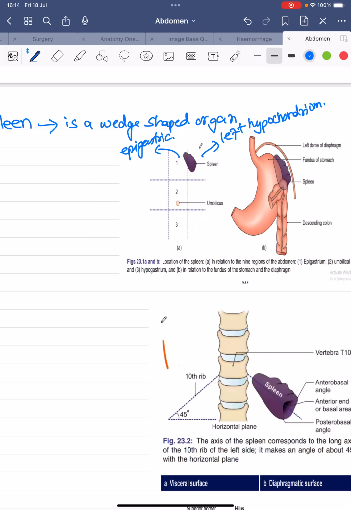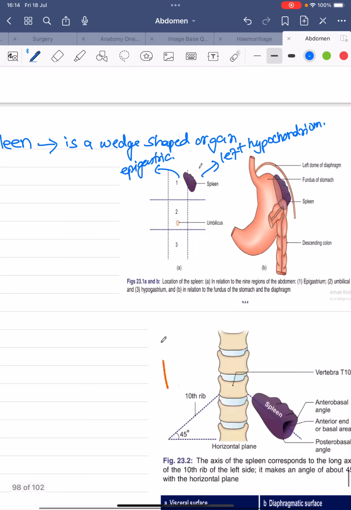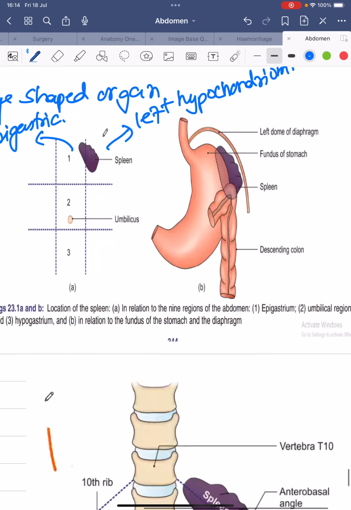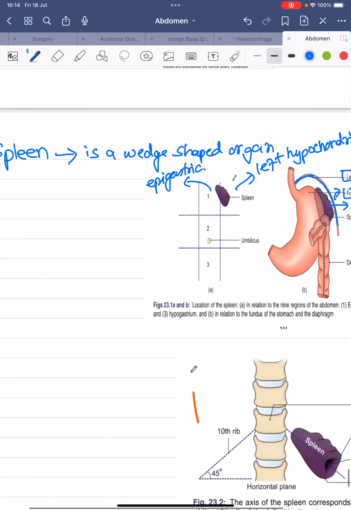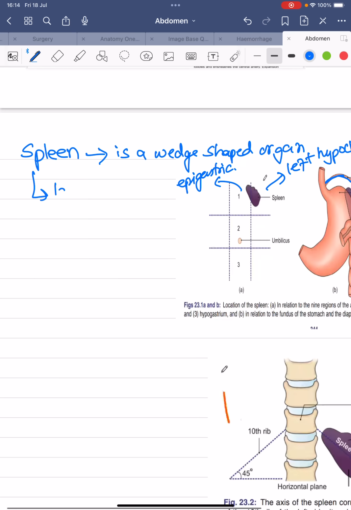It is wedged in between, as you can see in this diagram, so this is your spleen. It is wedged in between the fundus of the stomach and the diaphragm. This is the diaphragm, the left dome of the diaphragm. Please remember that the spleen is one of the largest lymphoid organs. When anyone asks you which is the largest lymphoid organ in the body, our answer is spleen.